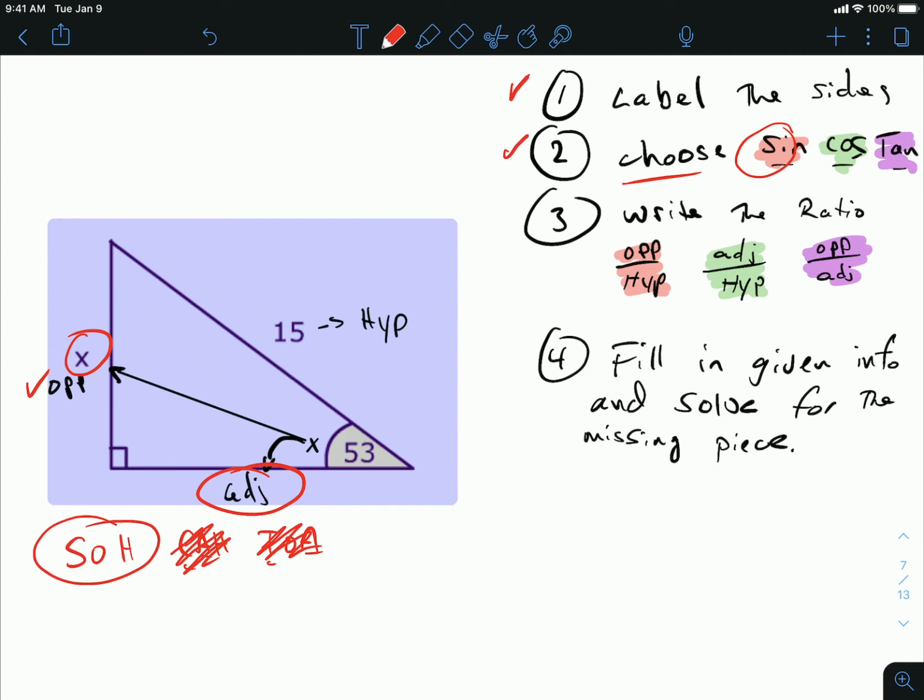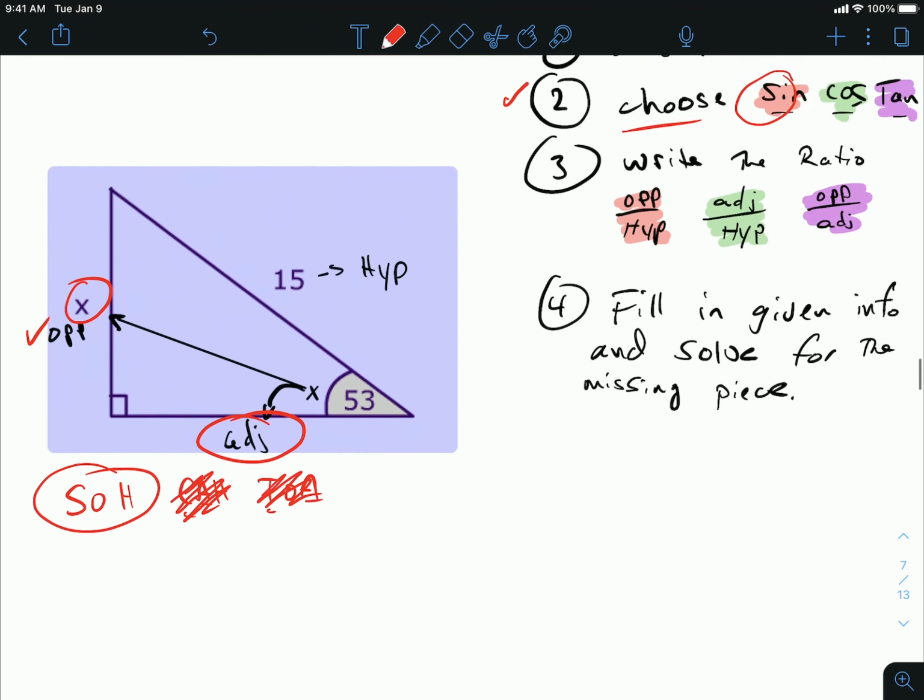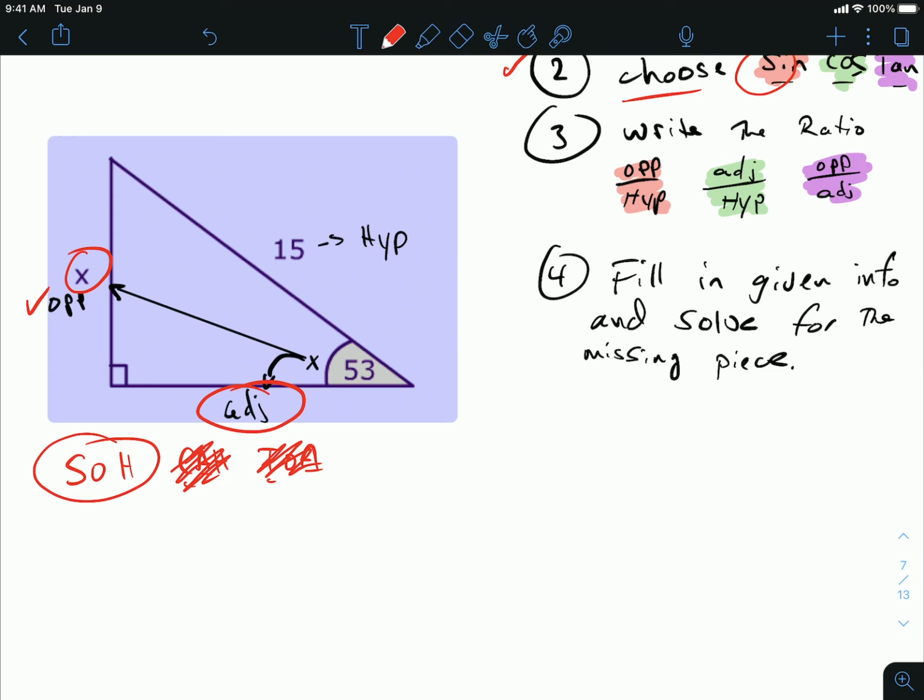Okay, that's step 2. Step 3 is write the ratio out. All right, well, sine of theta is equal to opposite over hypotenuse. Okay, now you guys just fill in the information that you have.